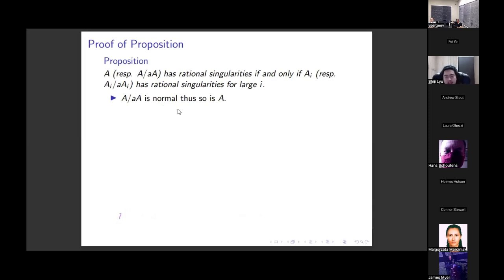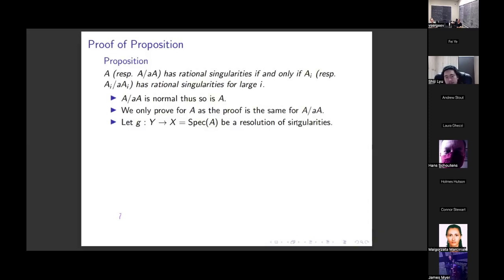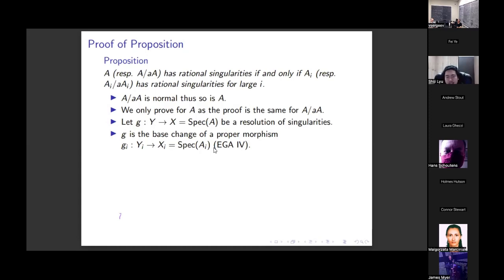So, some sanity check: A over aA is normal, and so is A, so in particular it's an integral domain. We only prove the proposition for A because it's the same for A over aA. How do you check if something has rational singularities? Well, you take a resolution of singularities. The point is now we can approximate the resolution of singularities. By EGA IV, g is the base change of a proper morphism g_I. By Tor independence, as we mentioned before, Y is essentially a complete intersection in Y_I, and X is essentially a complete intersection in X_I, and therefore Y is regular and X is normal for large I.